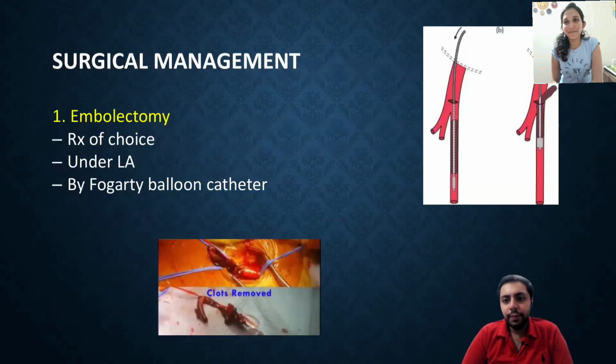Then surgical management, as it's an emergency, we can go for an embolectomy. So what do we do? You can see in the image itself, a Fogarty balloon catheter will be introduced into the artery, and with that the clot is dislodged and removed from the artery. It is done under local anesthesia, and it is the procedure of choice. You can see the image where the clot is removed.